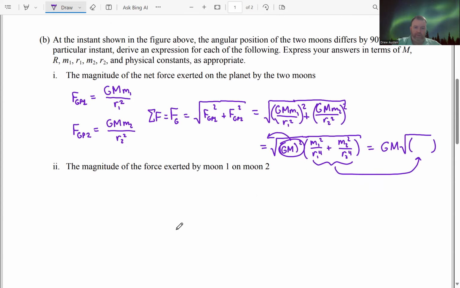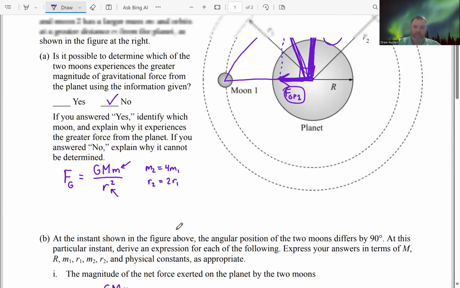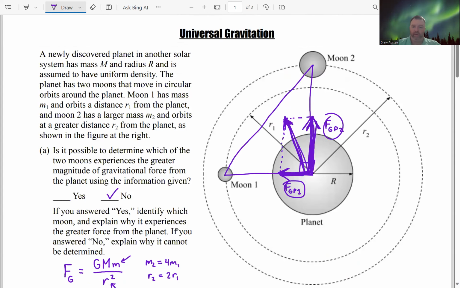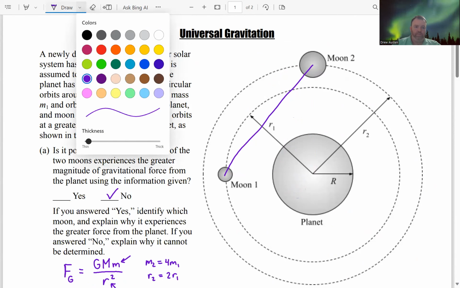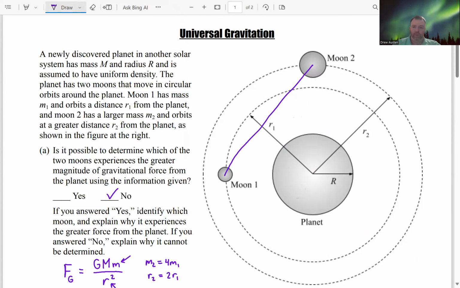All right, what is the magnitude of the force exerted by moon 1 on moon 2? So now we're just kind of ignoring the planet altogether. So let's forget that all this stuff over here even exists, and just focus on what's happening between moon 1 and moon 2. So for this one, we need to know what is that total distance from moon 1 to moon 2. And I guess we can go back and just put that triangle back on there, because we'll need that to get the distance.